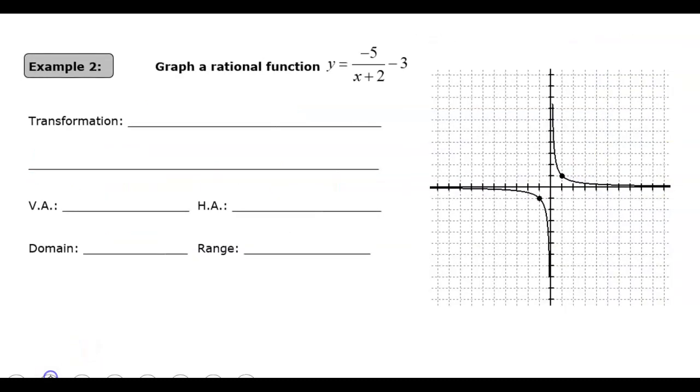Here we go. Example 2. Now, what is in front of this 5? Negative. What does negative do to a graph? Reflects across the x-axis. And then 5 is bigger than 1, so it's a vertical stretch. So we have a reflection over the x-axis. We have a vertical stretch.